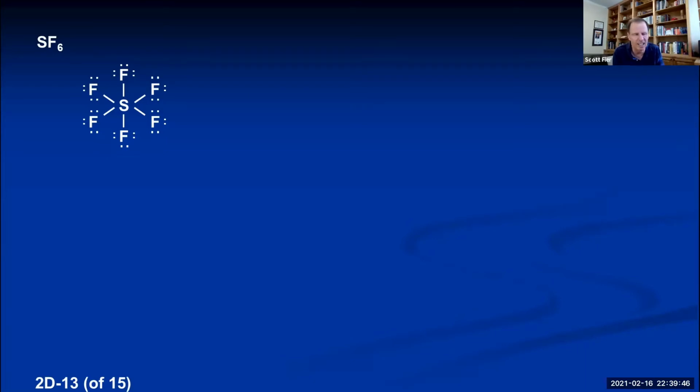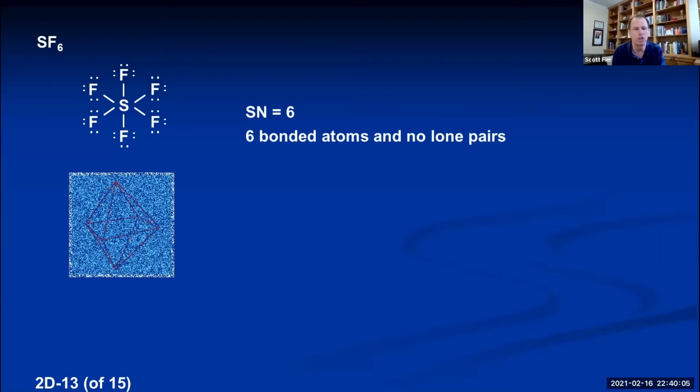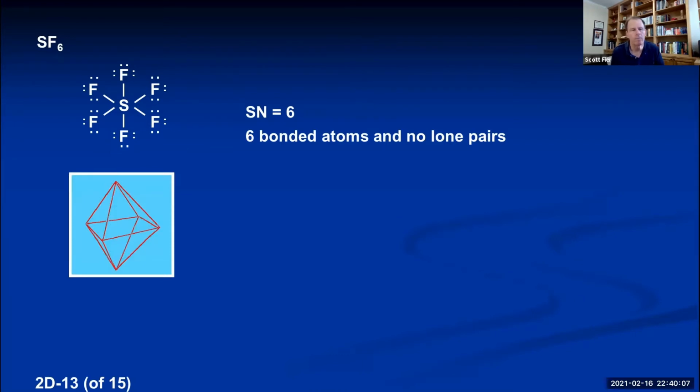The sulfur is exceeding the octet rule, but it can do that because it has d orbitals in its outer shell. To predict the shape of the molecule, we'll use the VSEPR theory. We'll calculate the steric number of the sulfur first, which turns out to be 6. There are 6 bonded atoms, no lone pairs. And so the most efficient way to spread out 6 repelling groups is in a geometric arrangement like this. This shape is called an octahedron because it has 8 equilateral triangles as faces.